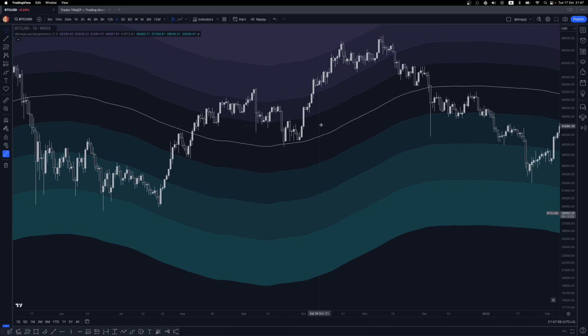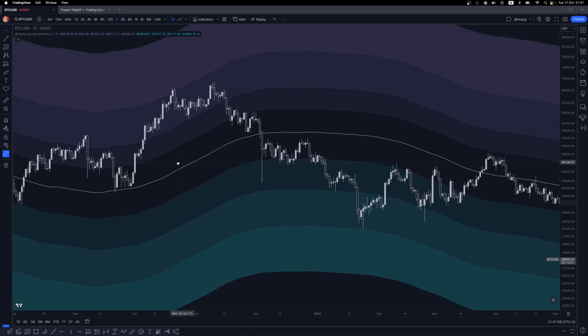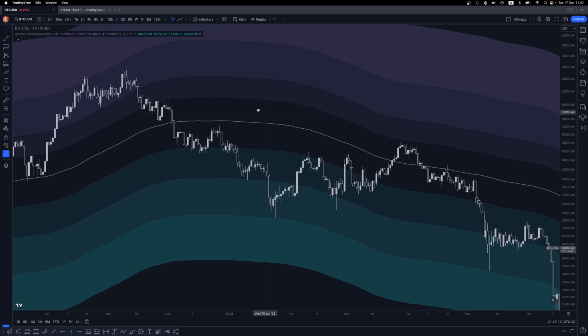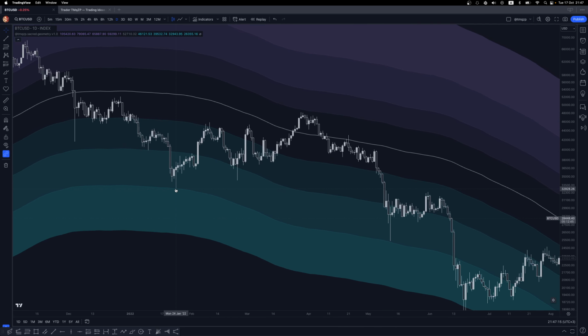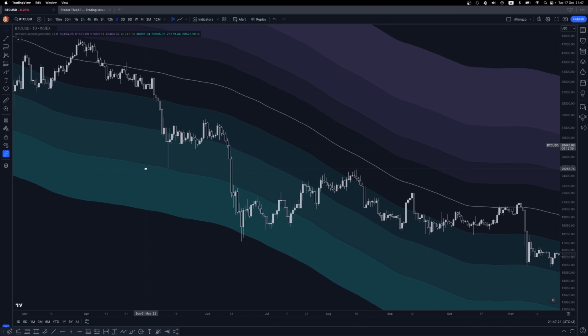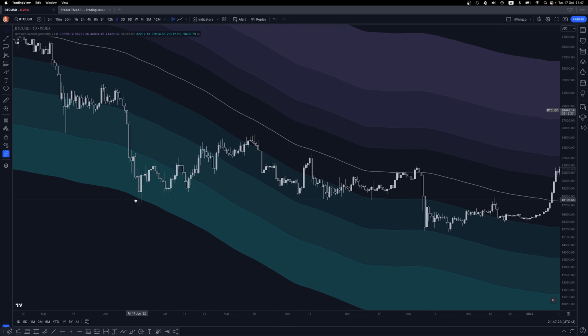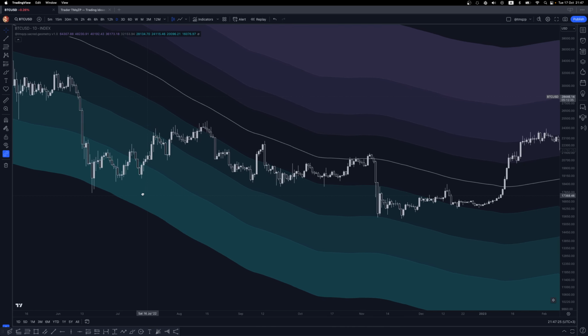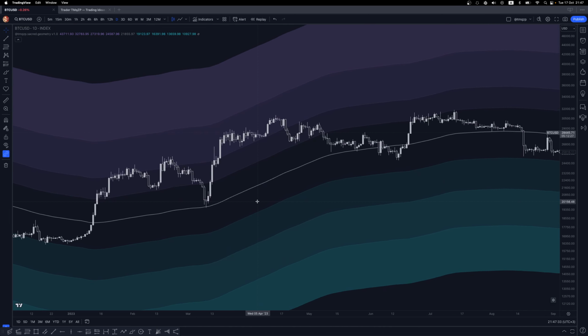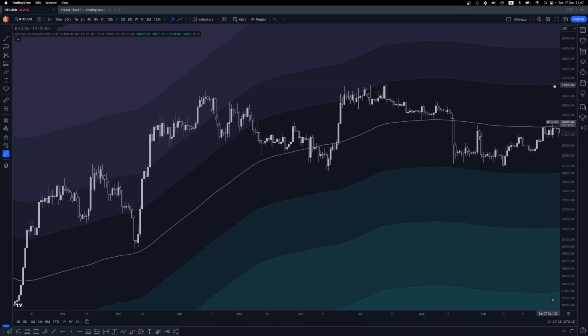And there we go again, right? So you kind of get the idea of a perfect rejection here as well. Again, perfect spike into the limit of the lowest bands. Again here, it finds a bottom when it spikes through, and this would be the final bottom from last year, right? And now we are here.